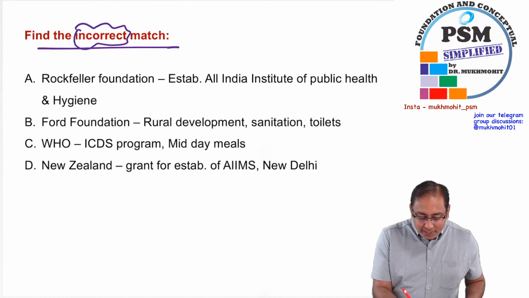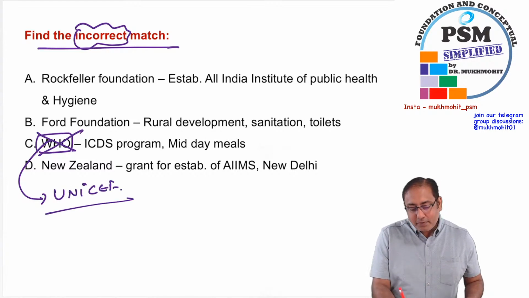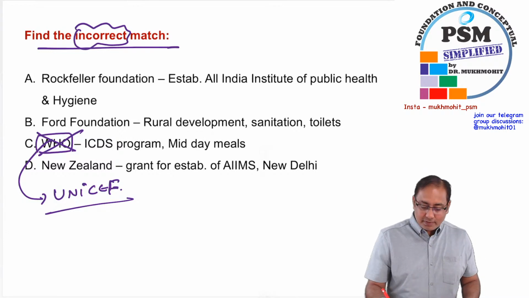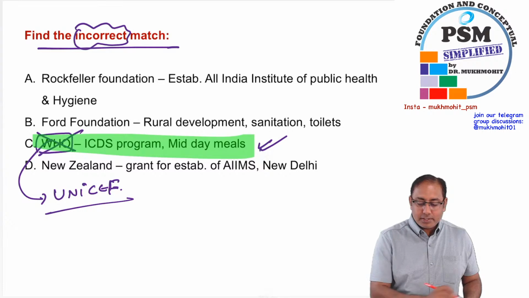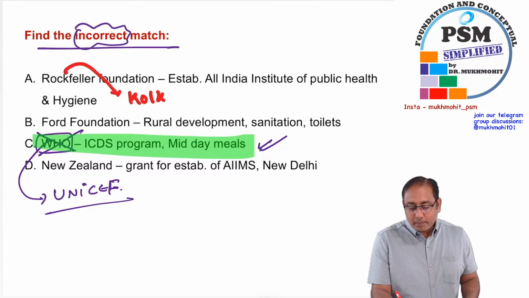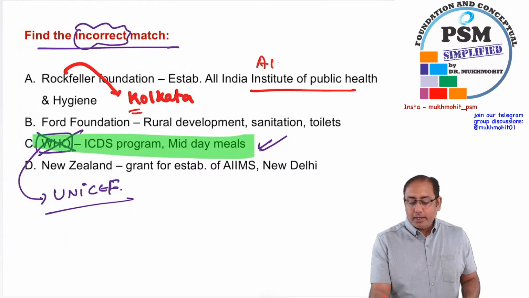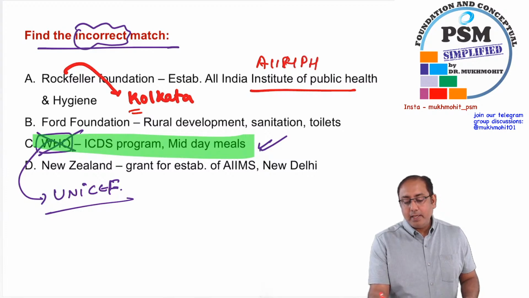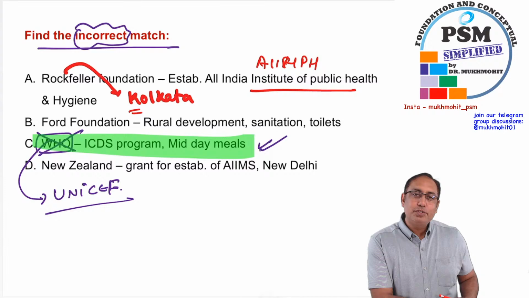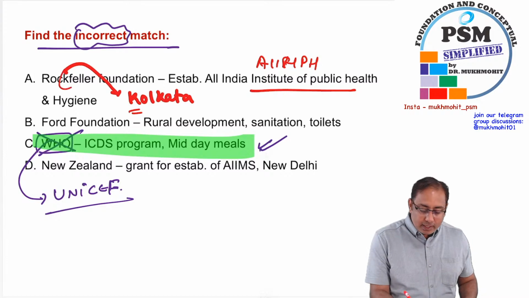I think you all have got it right. It is not WHO. Very nice. I'm proud of you. I thought some students will get into this googly, but you all are learned students now. It is UNICEF. This is the correct answer you were supposed to mark. So please remember, I will tell you a way to remember Rockefeller. K stands for Kolkata. So Rockefeller worked in Kolkata. In Kolkata we have the All India Institute of Hygiene and Public Health, AIIHPH. Rockefeller, K is for Kolkata.